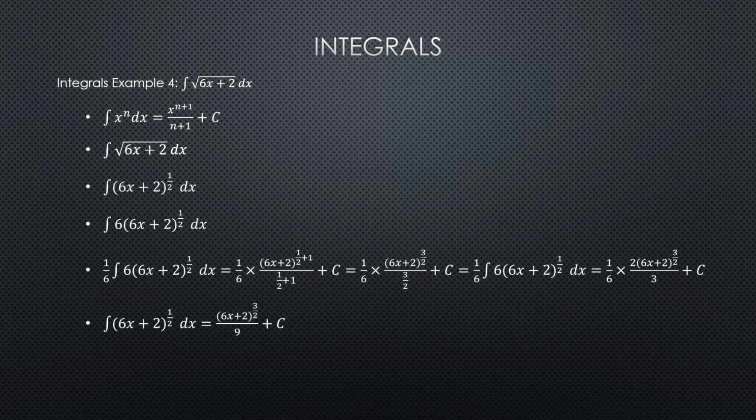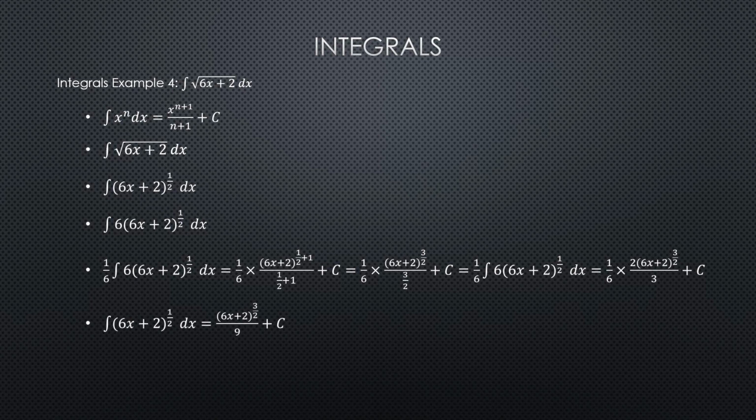So now that we've got the 1/6 and the 6, we can treat (6x + 2)^(1/2) like it's its own whole x term. The first step is to multiply the 1/6 by the normal mechanics that we defined in the top bullet. So we've got (6x + 2)^(1/2 + 1), that's n plus 1, divided by n plus 1, 1/2 plus 1, plus c.